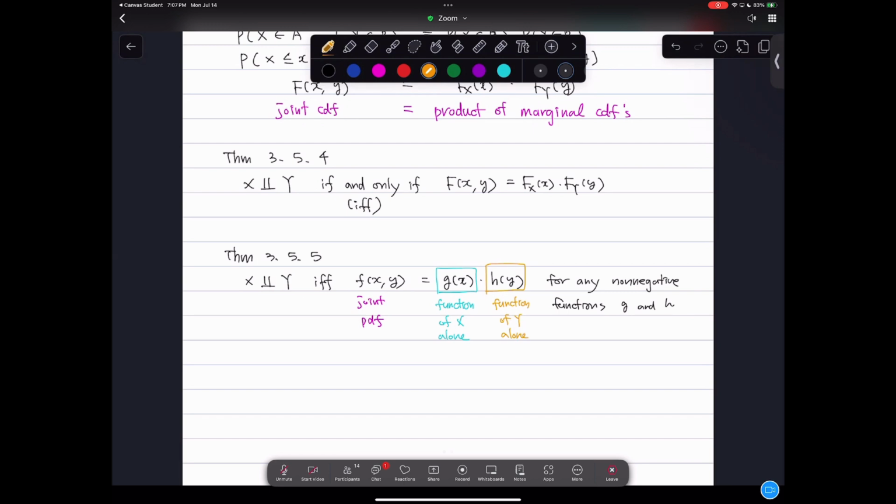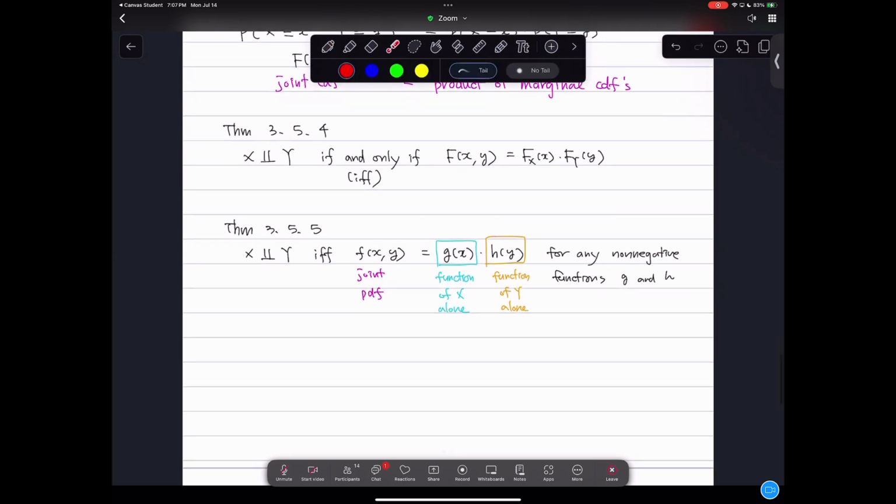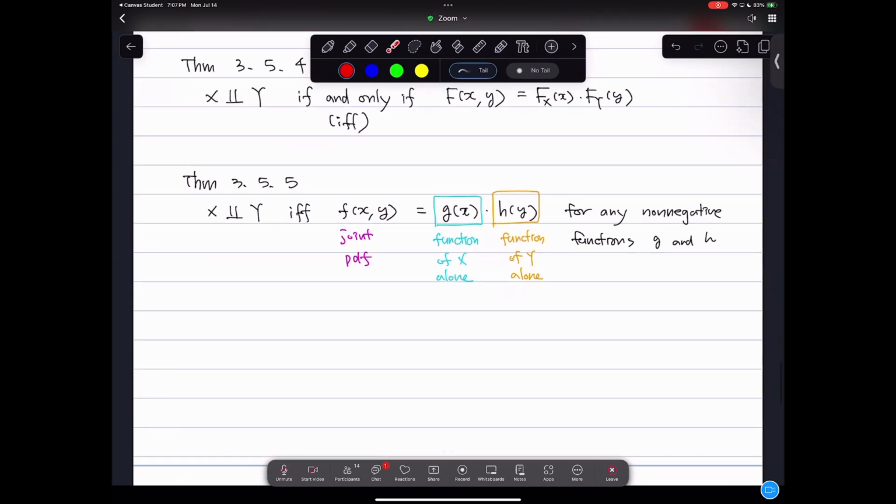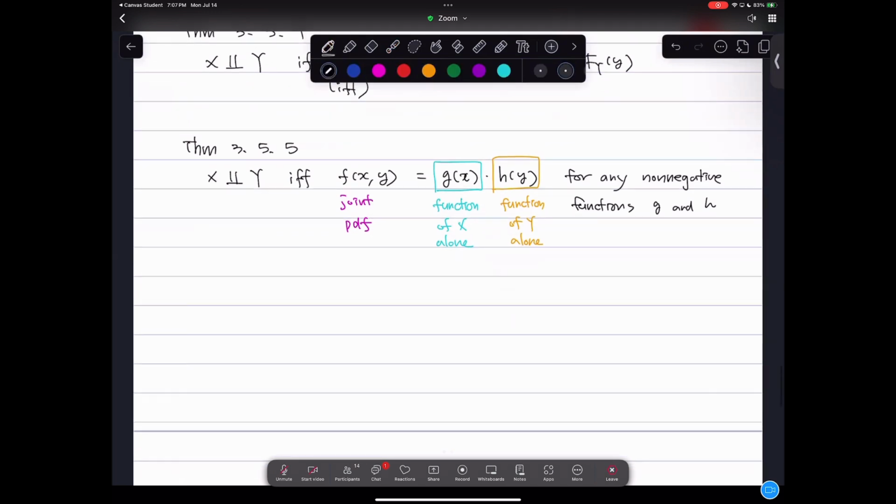It's very, very useful to identify if x and y are independent. So if I know my joint PDF is a function of x alone times a function of y alone, then I know they're independent. So that's how we're looking at it. This is the general case. Now we can have the corollary, which is the specific case of it.